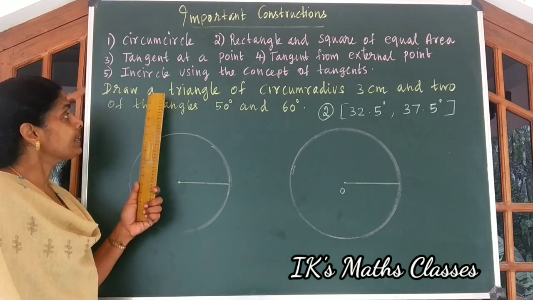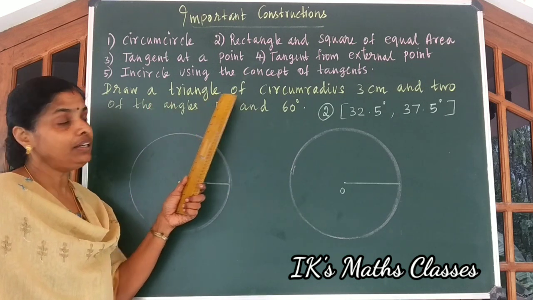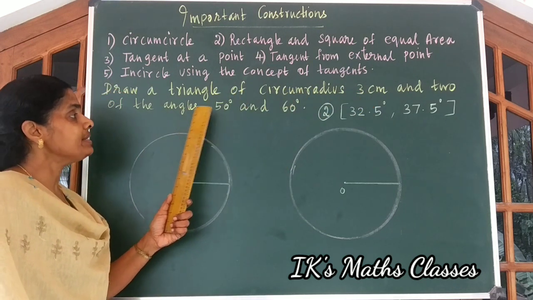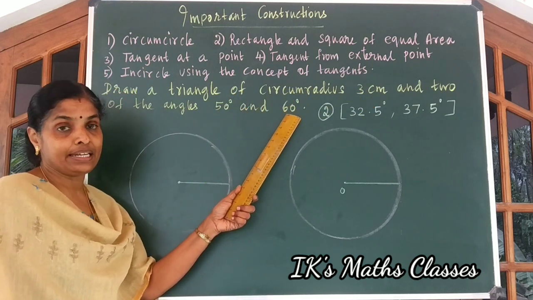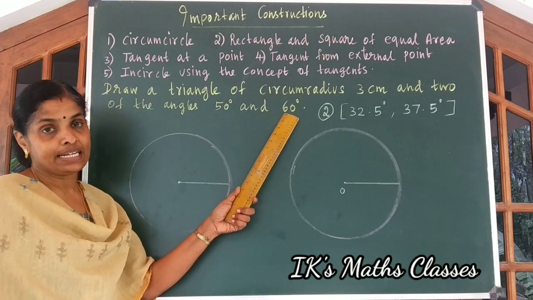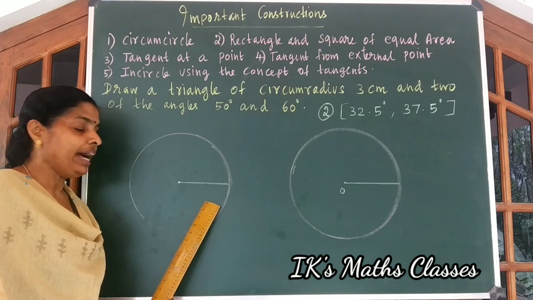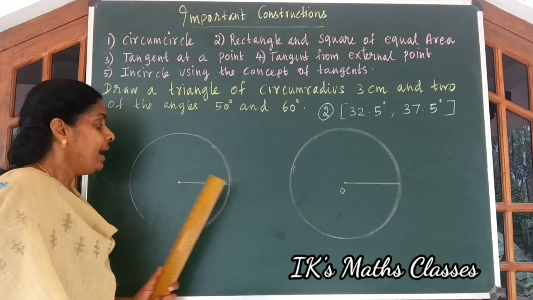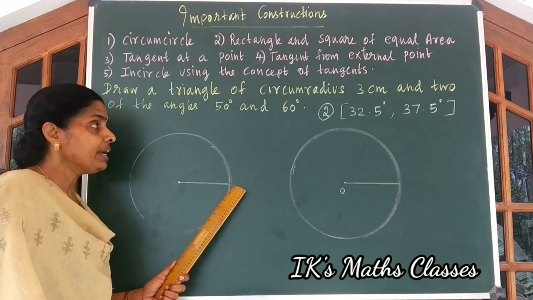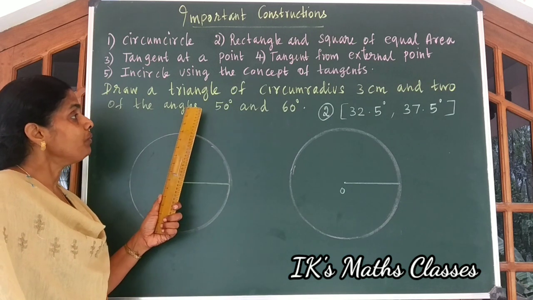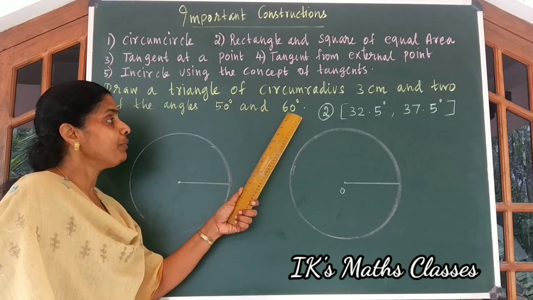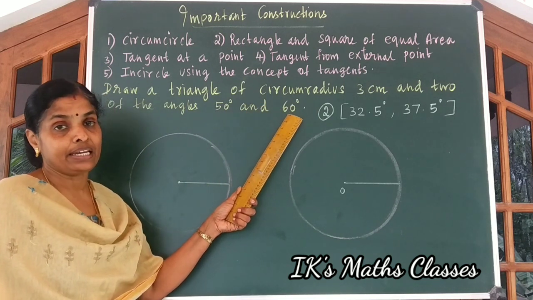First one, circumcircle. Draw a triangle of circumradius 3 cm and the angles 50 degree and 60 degree. For doing this construction, first of all, I have drawn a circle of radius 3 cm and I have joined a radius. Okay. Now we need the angles of the triangle to be equal to 50 degree and 60 degree.